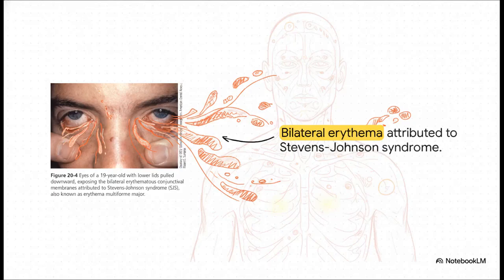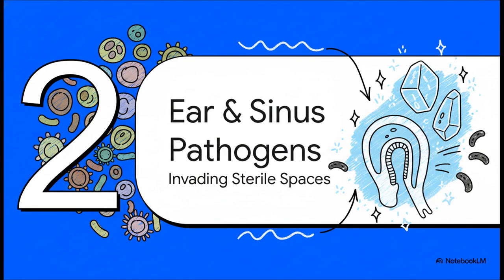Just look at the intense bilateral erythema here when those lower lids are pulled down. You can literally see the severe sloughing and blistering of the mucous membranes. It's a pretty harsh reminder of how deeply interconnected our systemic immune responses are with localized ocular anatomy. Moving right along to Section 2, Ear and Sinus Pathogens.